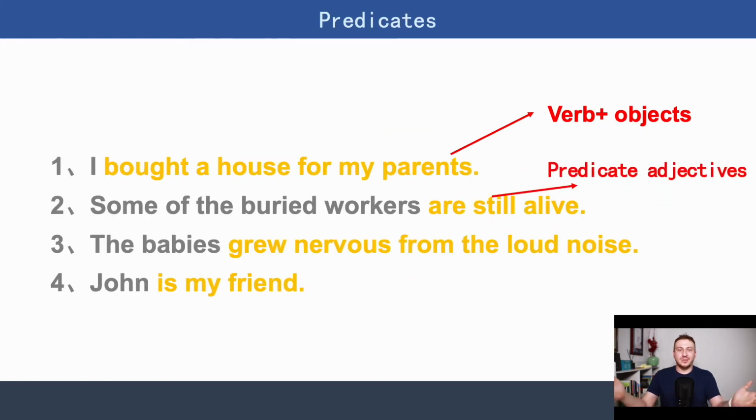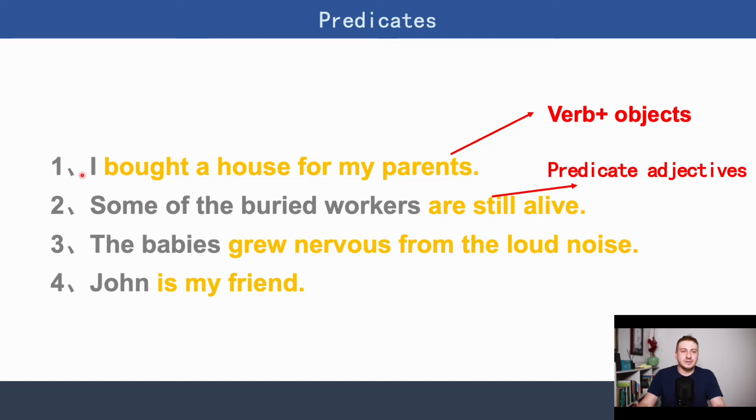Right, we learned about subjects, we learned where to find them, how to find them, and now we are going to learn about predicates. Okay, so predicates are the part of the sentence containing the verbs as well as other words such as direct objects, indirect objects, predicate nouns, predicate adjectives, adverbs, and adverbial phrases. The predicate, in short, is everything that is not the subject.